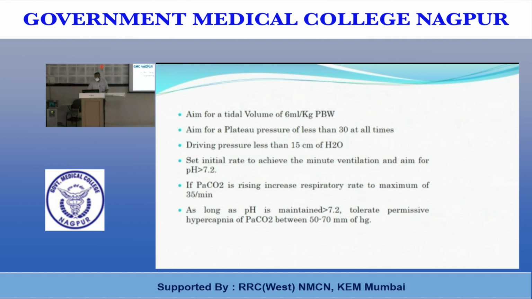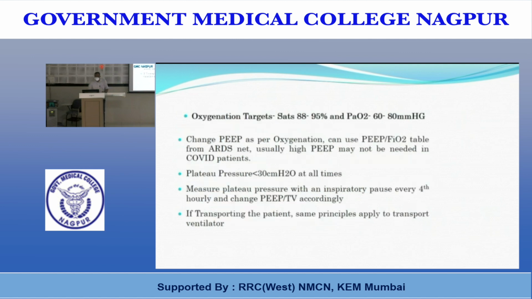If PaCO2 is rising, increase the respiratory rate. As long as the pH is maintained more than 7.2, we can permit the hypercapnia between 50 to 70 mm of Hg. Our target is the oxygen saturation 88 to 95% and PaO2 60 to 80 millimeter of Hg when with invasive ventilator.